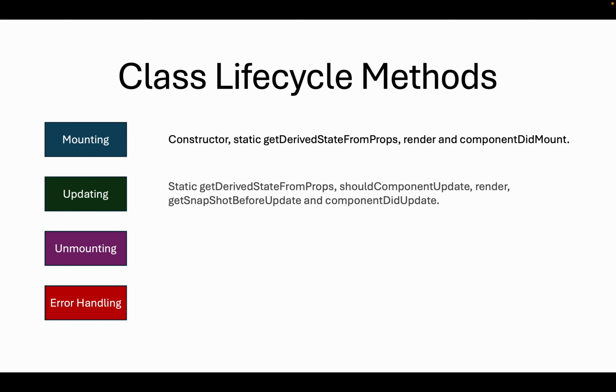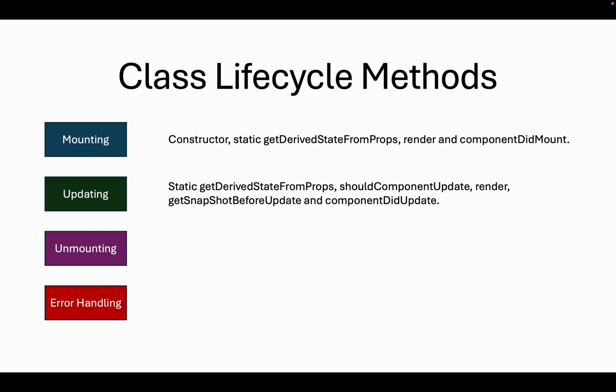Secondly, we have the updating phase, and in the update phase we have five different methods that are run by React built-in. First of all, getDerivedStateFromProps. Secondly, shouldComponentUpdate, then render, then getSnapshotBeforeUpdate, and lastly componentDidUpdate. So when the DOM is updating and we want to achieve any kind of functionality while updating the DOM, we can use any of these methods.